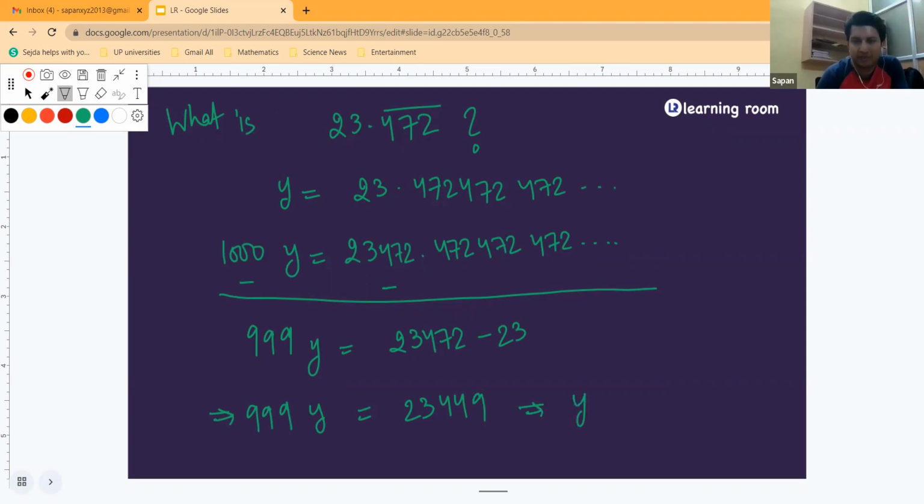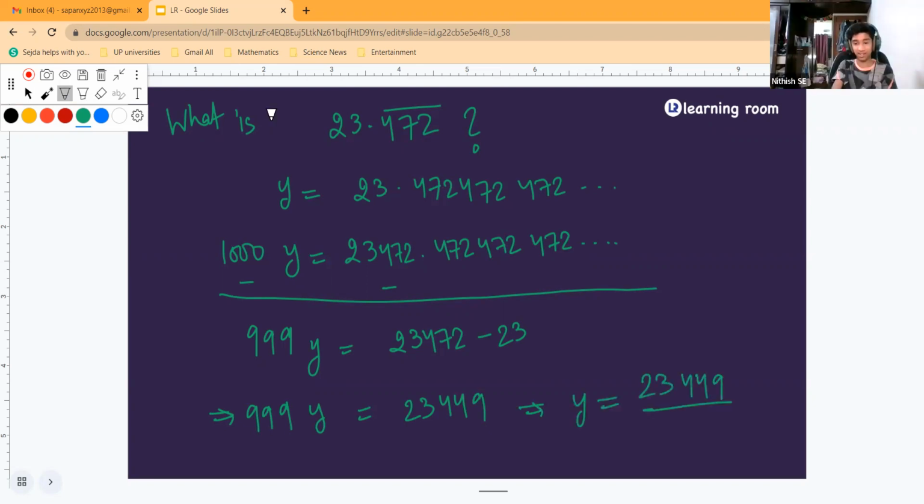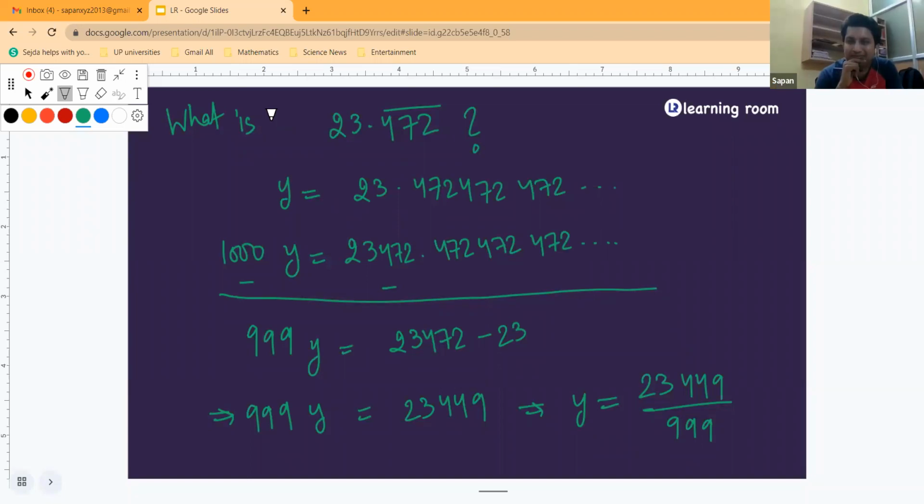So your rational number is 23449 divided by 999. Understood? So we can simplify it. No need, I just want a simplified number. Yes, sir.